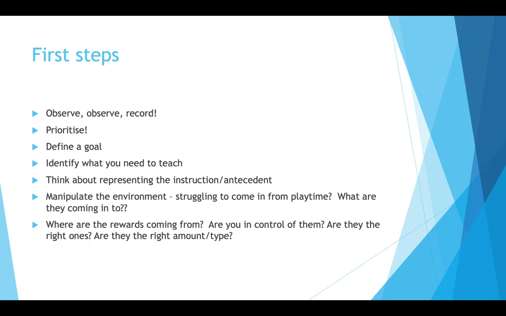Where are the rewards coming from? Are you in control of them? If they're running out and able to go straight into the IT room and jump straight on a computer and access the internet on their favourite game, you're not in control of those reinforcers, those rewards. So when they go out to play, could the IT room be locked? Could the computers be unavailable? Could his login be suspended at will? Because you have to be in control of them to be able to deliver them for the right choices.